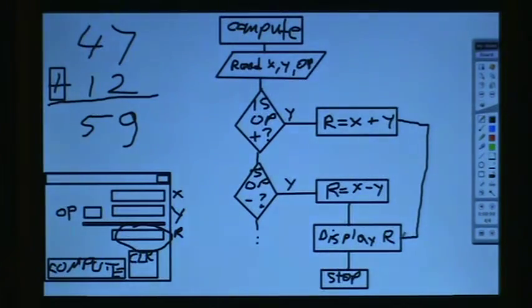Now notice that we can reach the display portion of our code from two places, actually four, right? If we do x plus y, we still display r. If we do x minus y, we still display r. And the same with x times y and x divided by y.